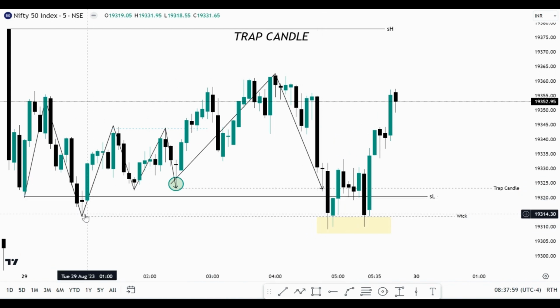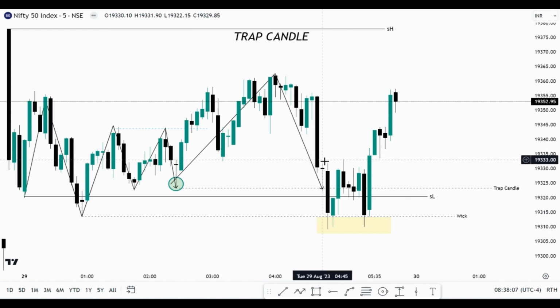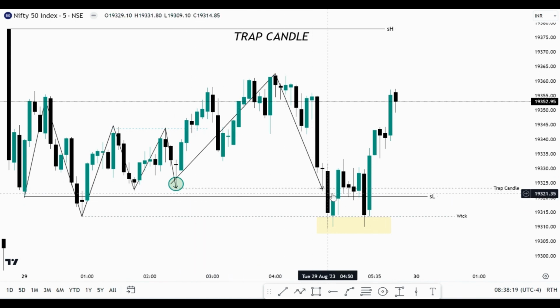So this was the first trap candle that happened below, and there was a wick. So you can mark this wick below, right? And the price tried to breach this, failed. Again it reversed, and in this candle the price closed above our internal trap candle low, right? Which means our trade setup is still valid. We look for the long entry.